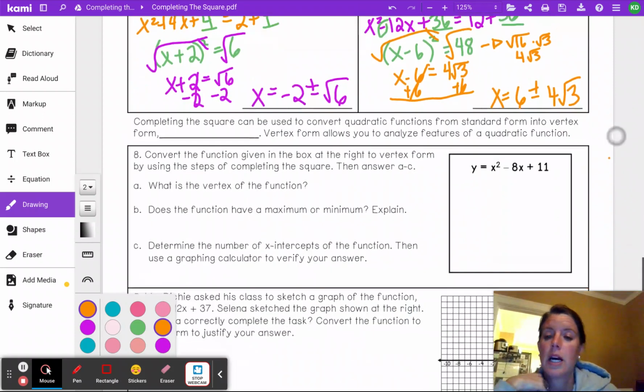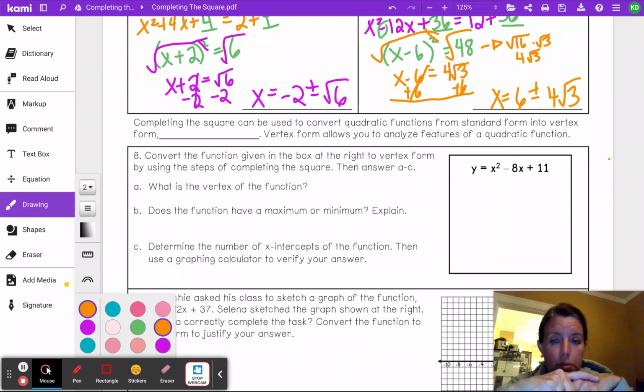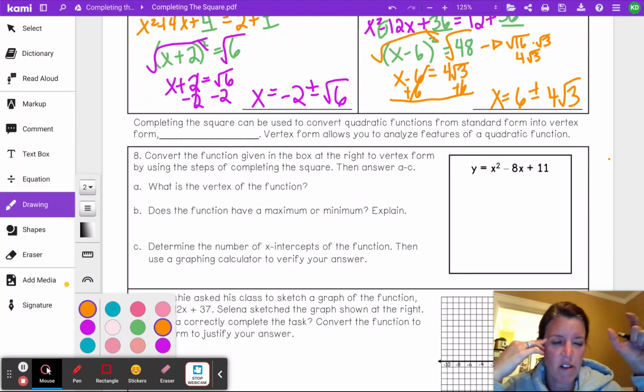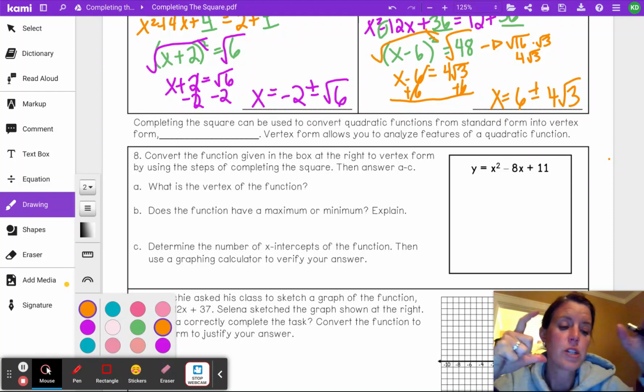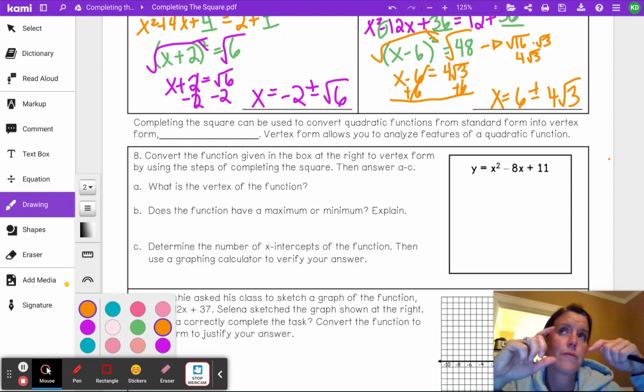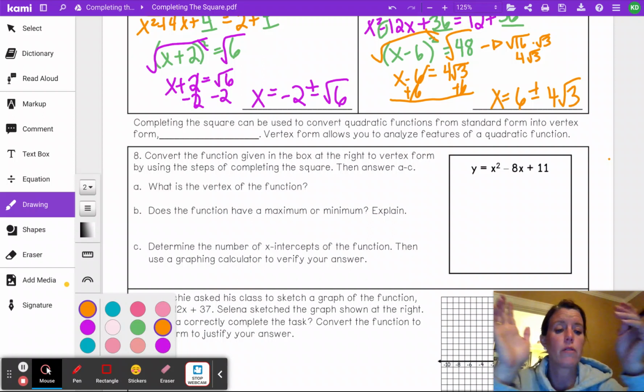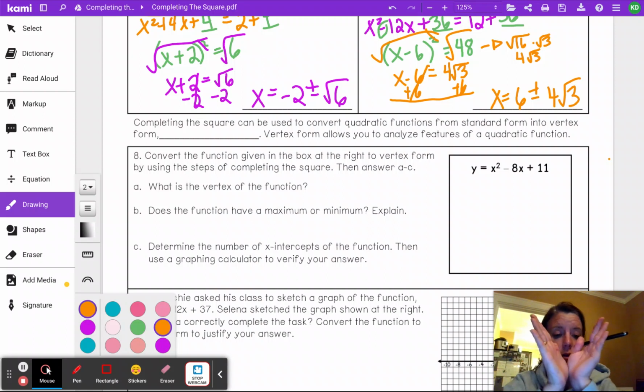All right, so next up, completing the square can be used to convert quadratic functions from standard form into vertex form. So what does vertex form tell us? It tells us, first of all, if the graph is going right side up or if it's going upside down. Also, it tells us where that point on that parabola is, where the absolute lowest point is or the absolute highest point is.